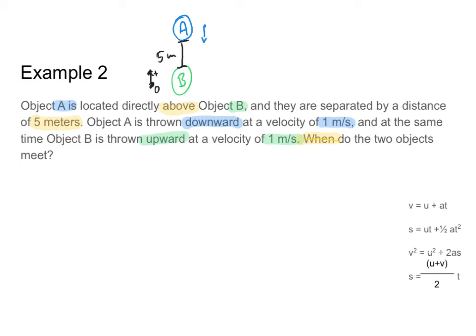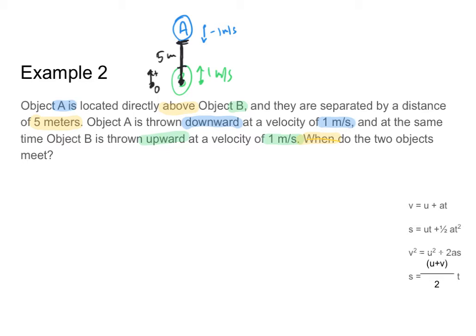That way in my problem, I don't have to say where 0 is, and I don't have to use ups and downs. I can just use positives and negatives. So my initial velocity for A is going to be negative 1 meter per second because it's down, and my initial velocity for B is going to be positive 1 meter per second because it's going up. We want to figure out when the two objects meet, and that is going to be our answer to our problem. One thing to know is that they're going to be in one place at one time when they meet, right? That's going to be kind of our trick to solving the problem.